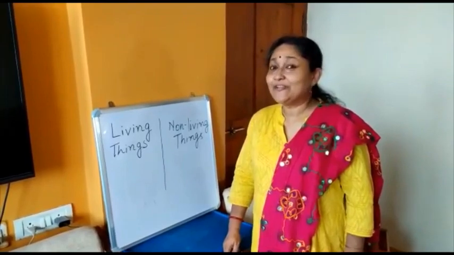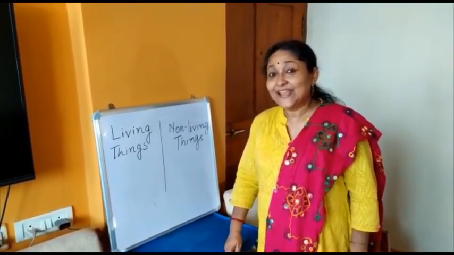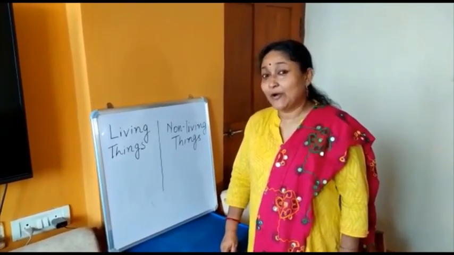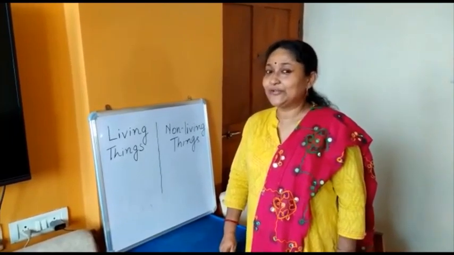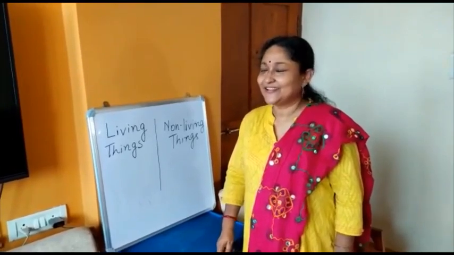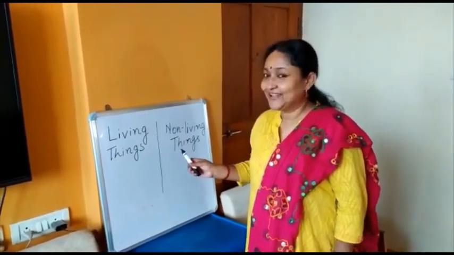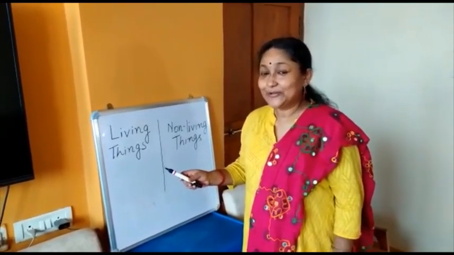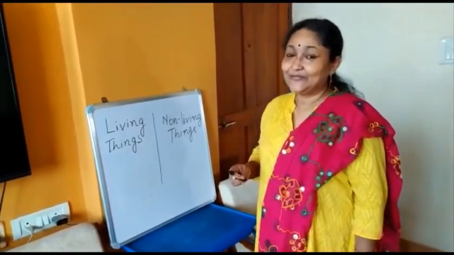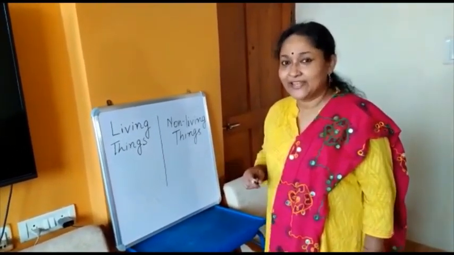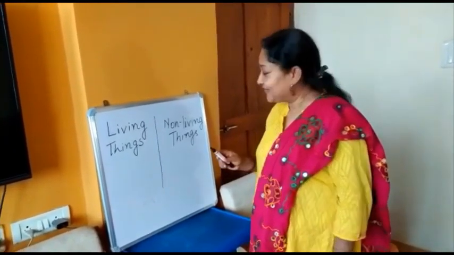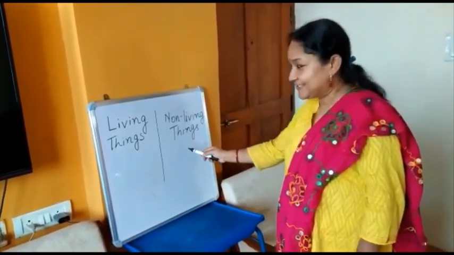So children, you have observed one picture. There you have seen so many things. Now we have listed out already all those things. Now what we will do, we will differentiate those things and write those things name under the correct column. You can do that children, it's very easy. First we have seen a car. What is the car? It's a living thing or non-living thing? Car is a non-living thing. So where we will write? We will write it here.